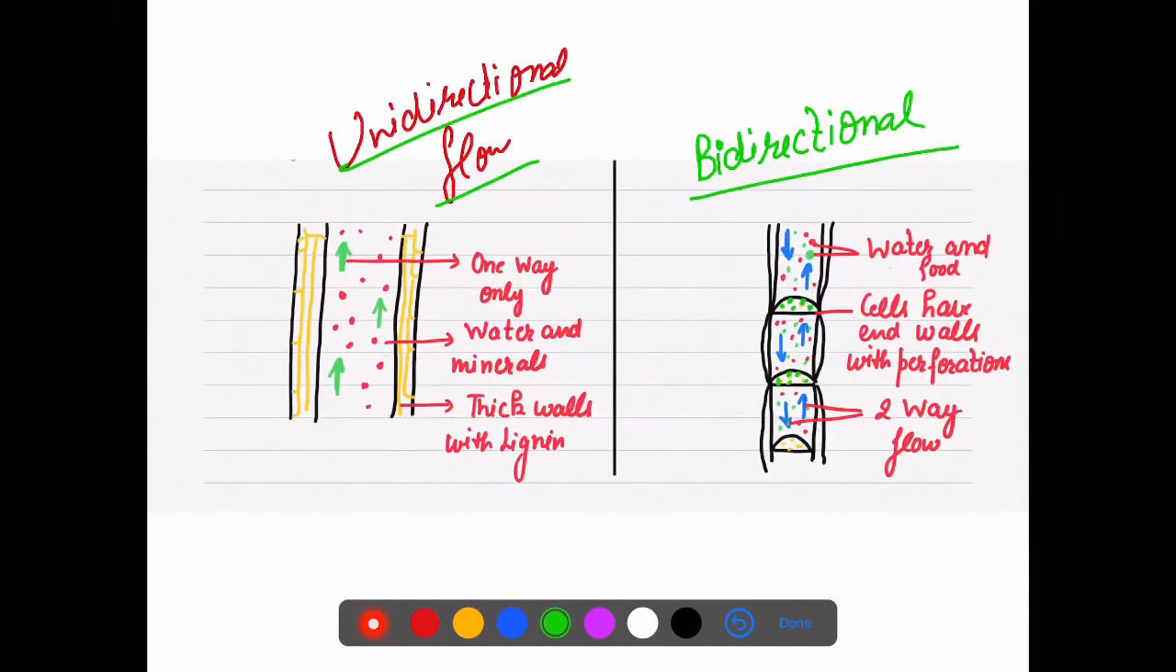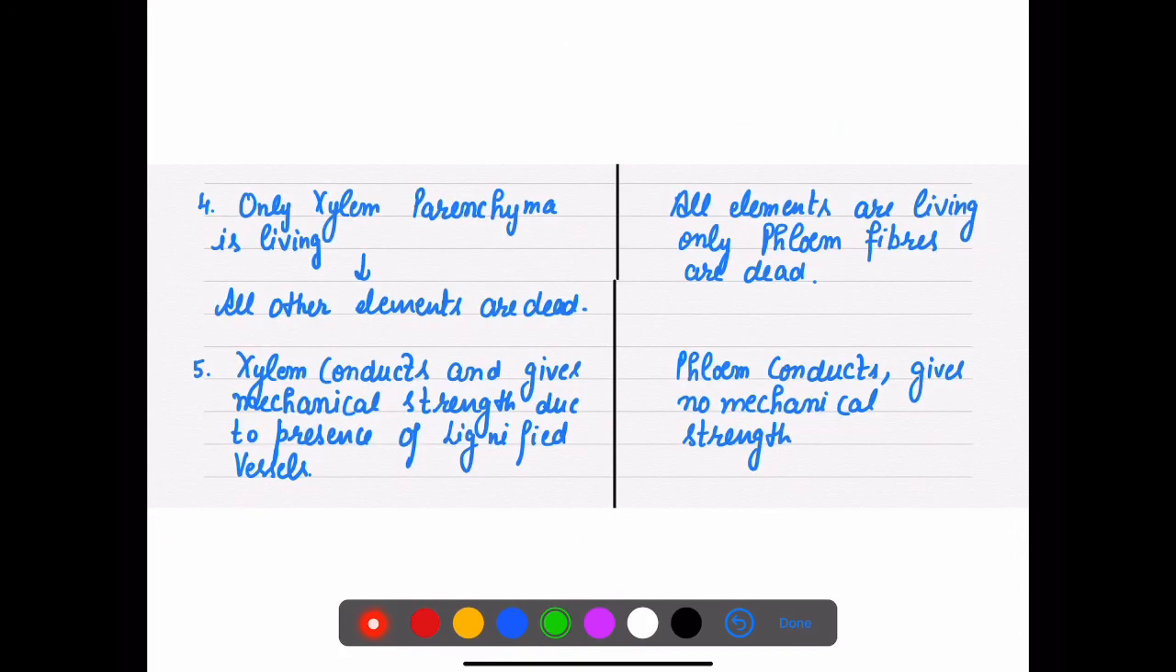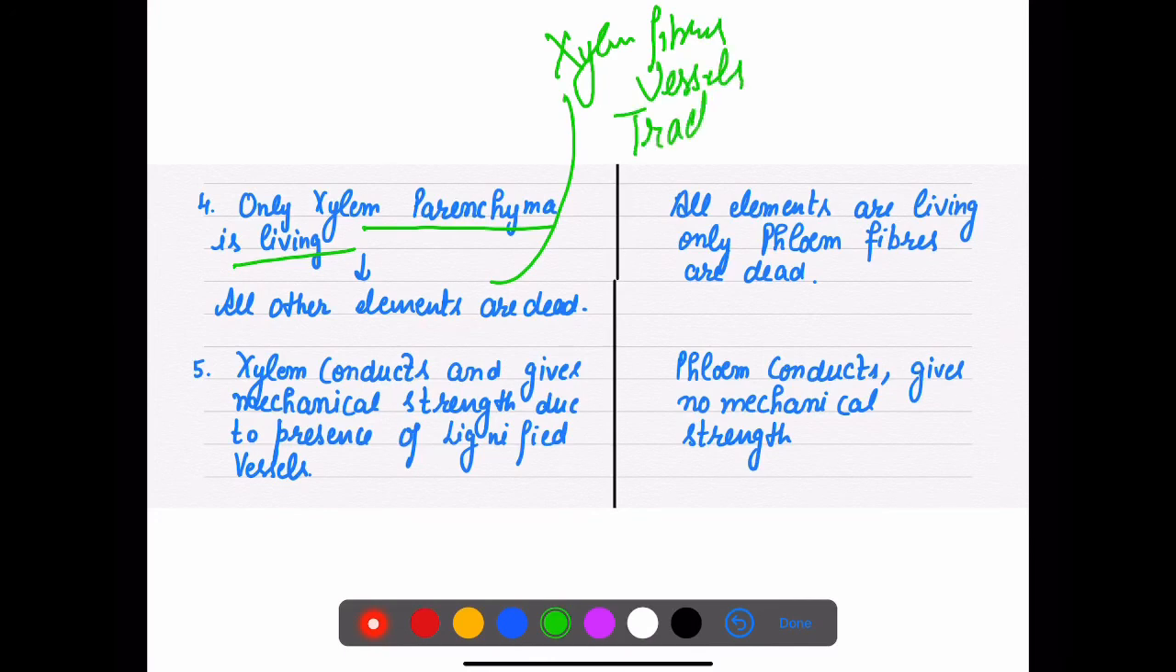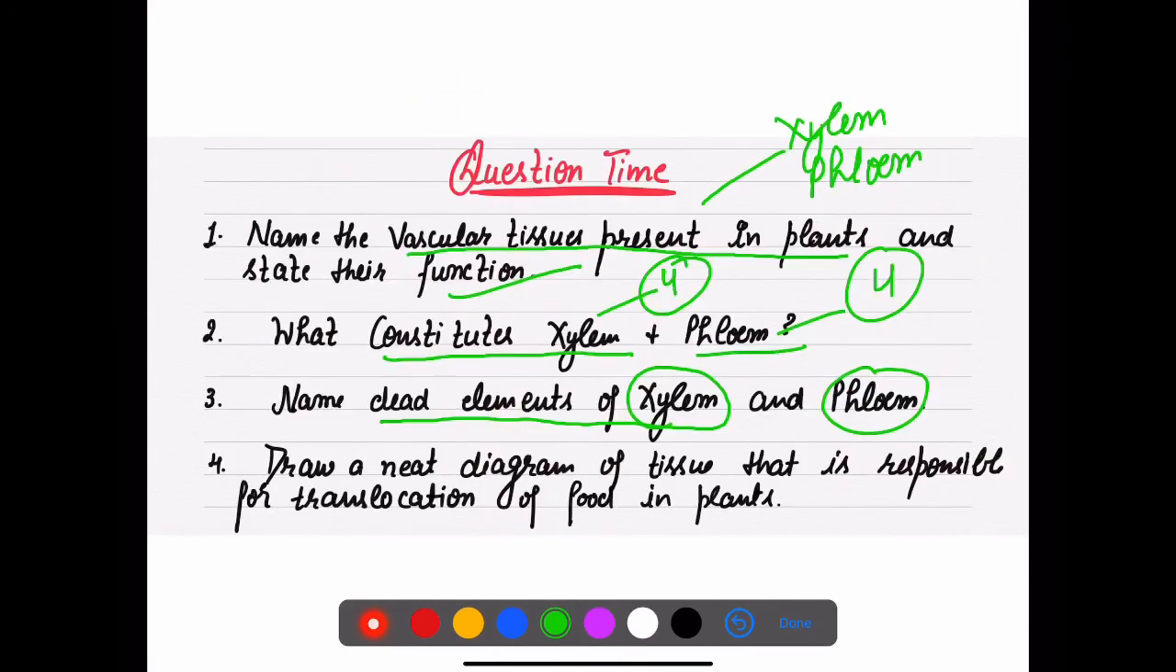In xylem, which is the dead part? Only xylem parenchyma is living. All others, fibers, vessels, and tracheids, are all dead. And in case of phloem, only phloem fibers are the dead ones. Another question: draw a neat diagram of the tissue that is responsible for translocation of food in plants. So here you have to draw the diagram of phloem.